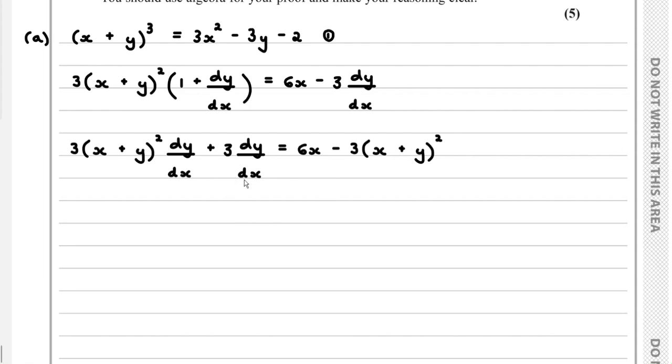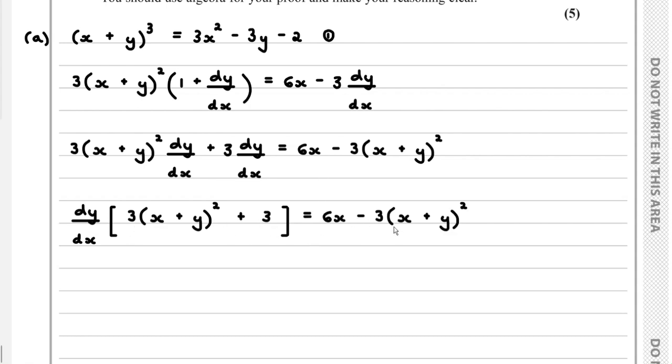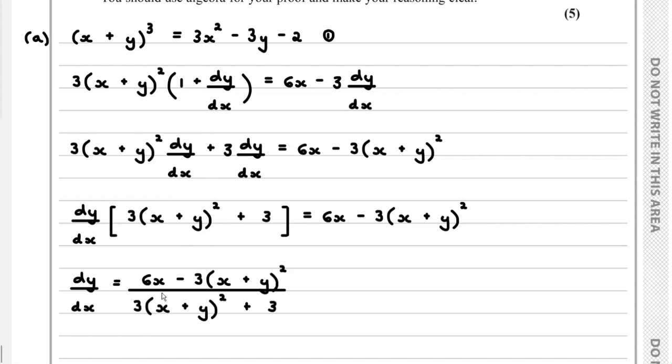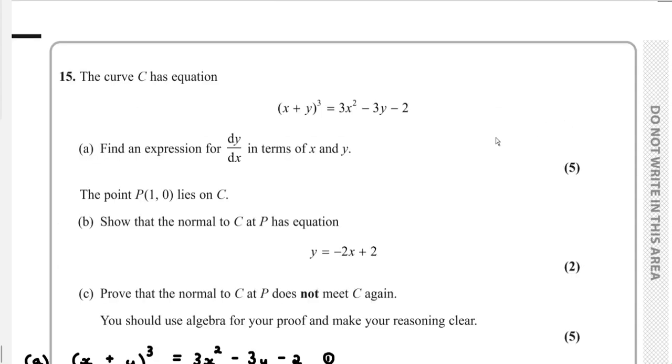Now, if I factorise out a dy over dx, inside the bracket I'd have 3 times x plus y all squared plus 3. And on the right hand side I'd have 6x subtract 3 times x plus y squared. And if I divide through by 3 lots of x plus y all squared plus 3, we'd have dy over dx equalling 6x subtract 3 times x plus y all squared over 3 times x plus y squared plus 3.